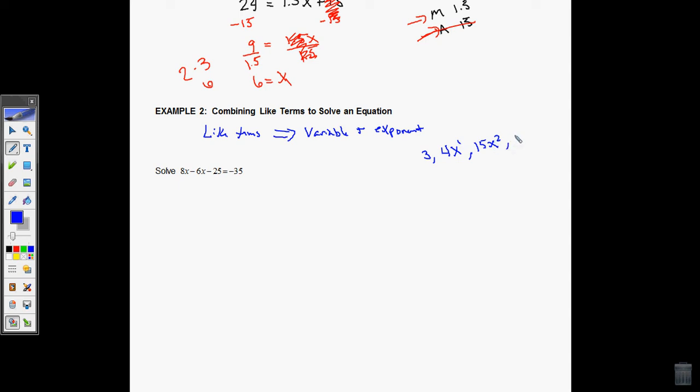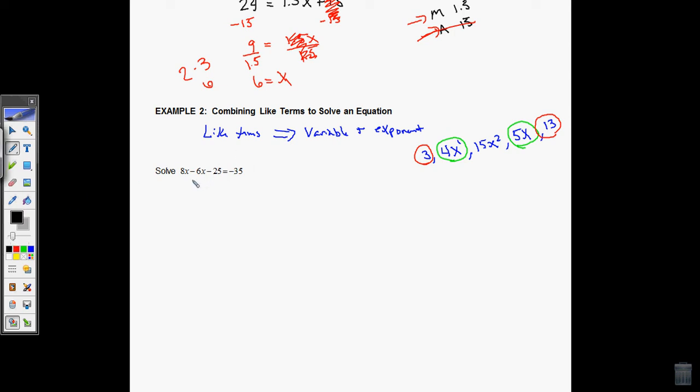If I add a new term to this, like 5x, now I see some like terms. Now this one and this one are alike because they both have the same variable x and they have the same exponent of 1. Now if I add another term to the list, something like 13, now I see even more like terms, 3 and 13, because they both don't have any x's. Alrighty, so now that we understand what like terms are, let's see how we can use them in combining them to solve an equation.